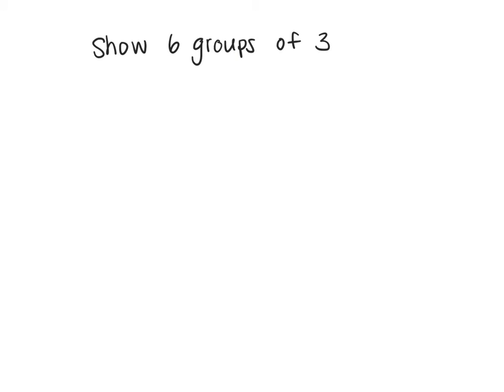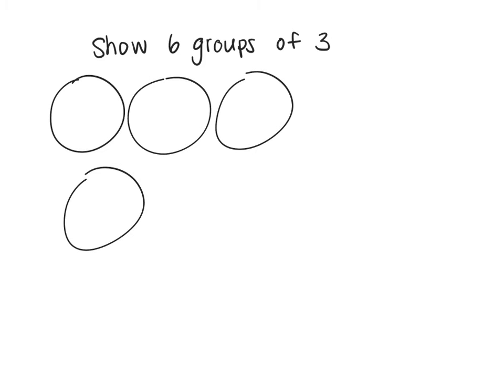Let's say we have a problem that says show 6 groups of 3. How would we go about doing that? Well, first thing is we always want to show the groups first, because that's just the easiest way to go about solving the problem. So I'm going to draw 6 big circles. 1, 2, 3, 4, 5, 6.